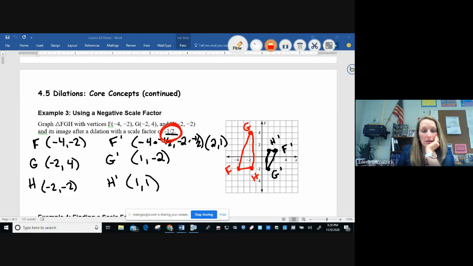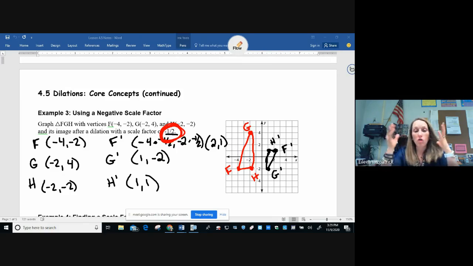So hopefully you're noticing that when you have scale factors that are fractional small numbers, numbers between 0 and 1, and I'm talking about the absolute value of the number, don't worry about the fact that it's negative, it's going to be a reduction, and your image is going to get closer to the center of dilation. If the absolute value of your scale factor is a number greater than 1, then it's going to be an enlargement and it's going to move away from the center.